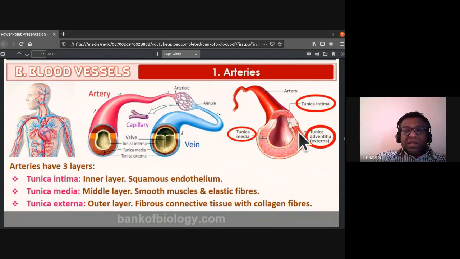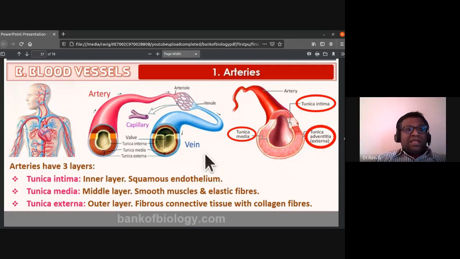The tunica media, that is the middle layer, is made up of smooth muscles and elastic fibers. Tunica externa is the outermost layer. It is made up of fibrous connective tissue with collagen fibers. Tunica externa is also called tunica adventitia.